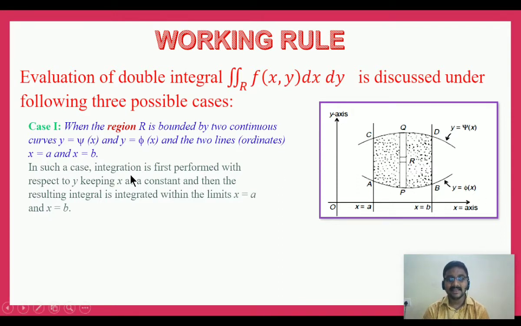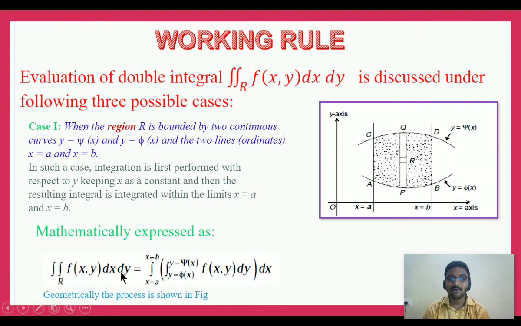In such a case, the integration is performed with respect to y, keeping x as constant. Then the resulting integral, that means the outer integral, is integrated within the limits x equal to a and x equal to b. Because the limits of x are constant, we apply integration with respect to x. Mathematically it can be expressed as double integral over R of f of x, y dx dy, where f of x, y is the integrand function.